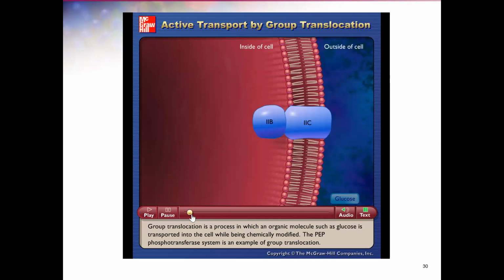Group translocation. Okay, this is just another kind, called group translocation. You can take a look at the video first, and then we talk about it later.